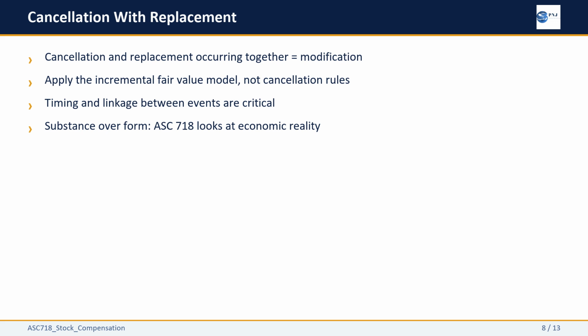If the two events are clearly connected, they are treated as a modification. This distinction matters because modification accounting preserves the original grant date cost plus any incremental amount, while a true cancellation accelerates any remaining unrecognized expense immediately.